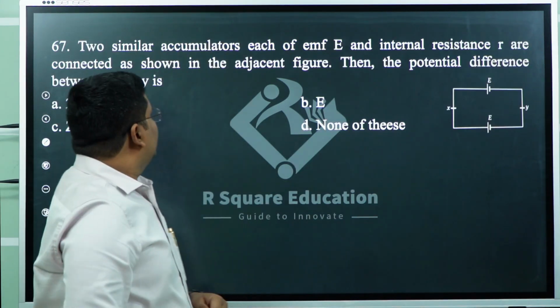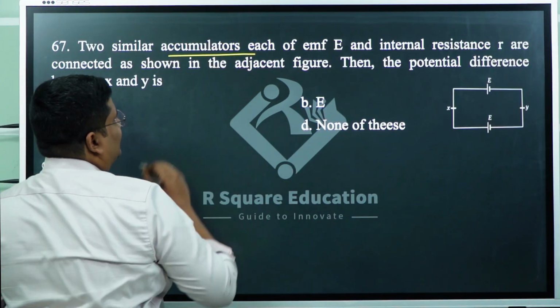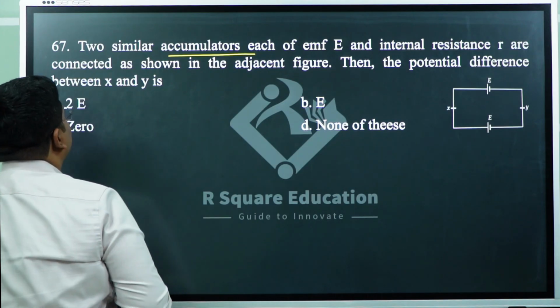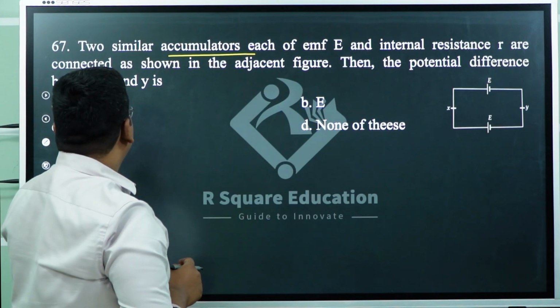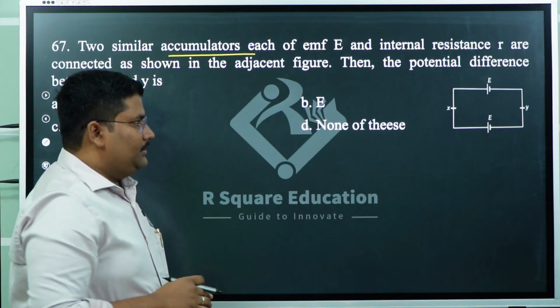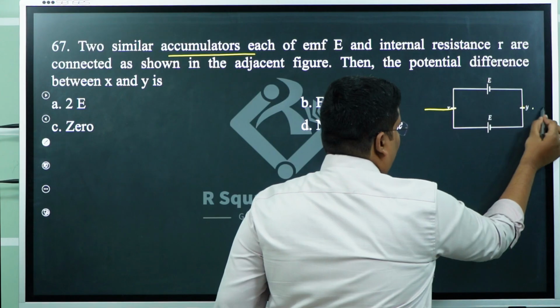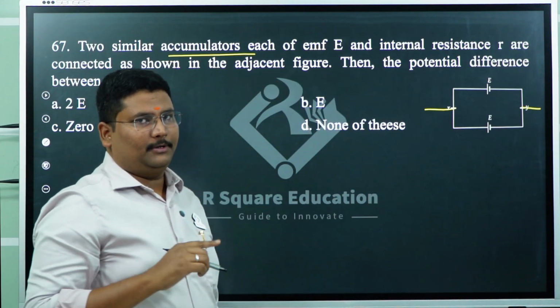See this question. 2 similar accumulators, each of EMF E and internal resistance R, are connected as shown in the adjacent figures. Then the potential difference between X and Y is. So this is X and this is Y. So they are asking us to find what is going to be the potential difference.